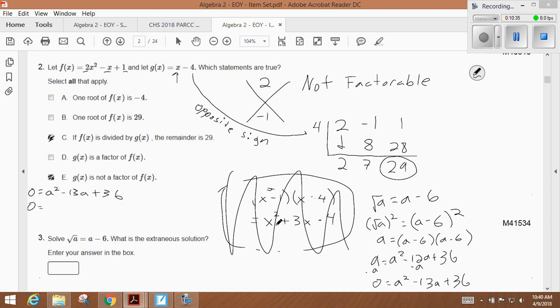All right, guys, this is factorable. Whenever I see a trinomial, the first thing I should always think is, can I factor it? Are there two numbers that if I multiply them, I get 36, and if I add them, I get negative 13? Yeah, I like negative 9 and negative 4. Which means that my solutions are a equals 9 and a equals negative 4.